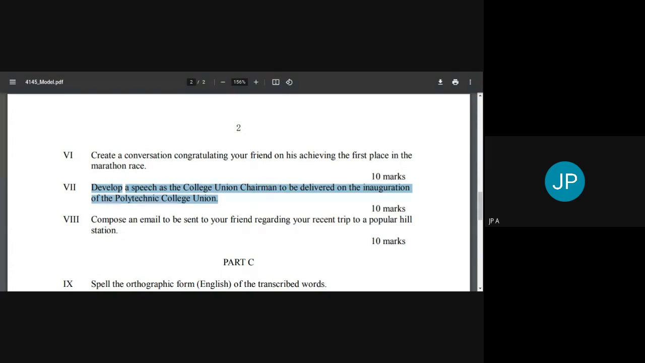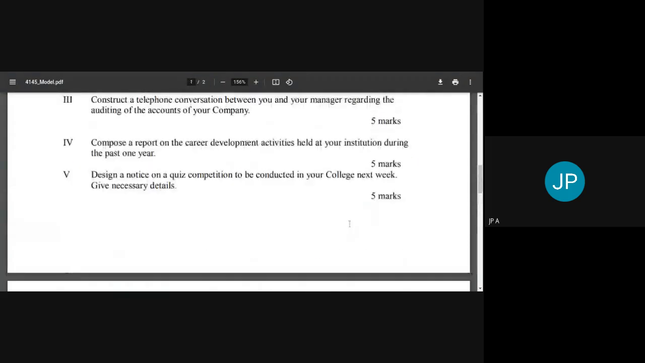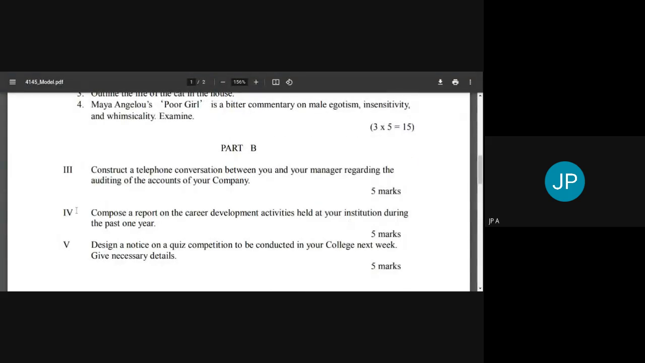The next topic that we have, that is the last chapter of the third module, is report writing. Report writing also forms part of the question paper. That is a 5 marks question which you will find in part B itself as question number 4. The report that we deal with is about some event that happens in your institution. That will be the kind of report that you will be asked to write for the exam.